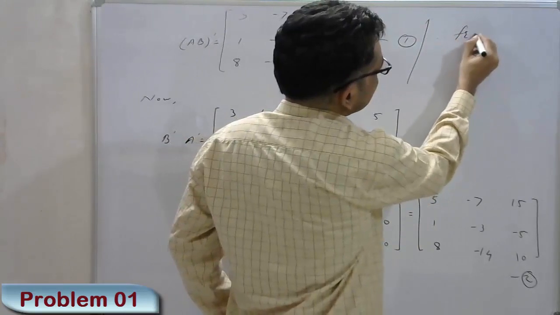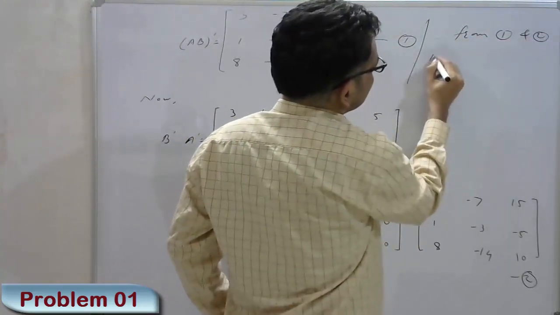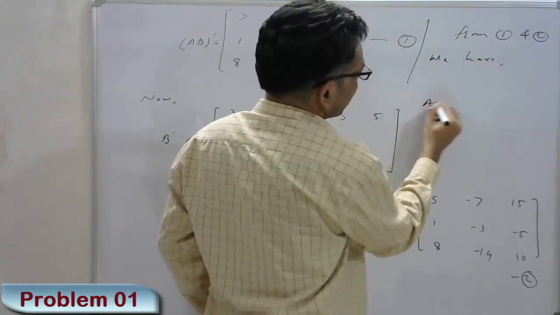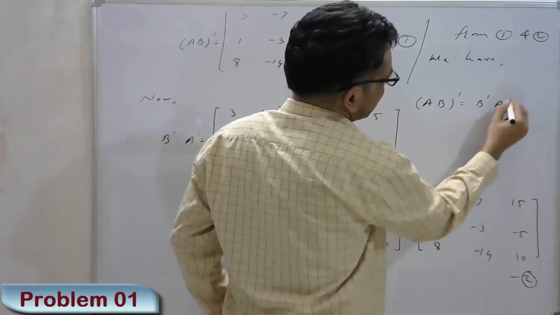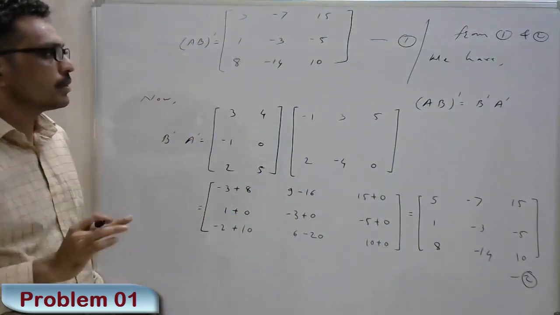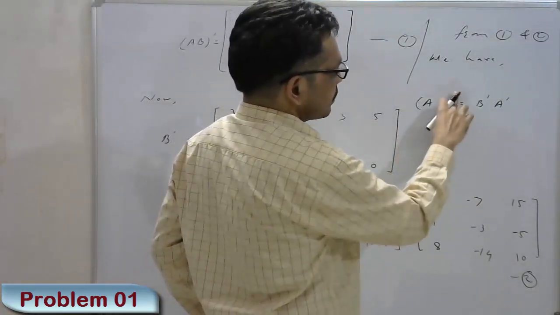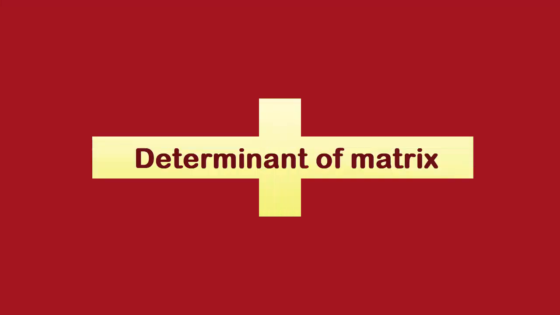Therefore, from equation 1 and 2, we have (AB) transpose is equal to B transpose into A transpose.